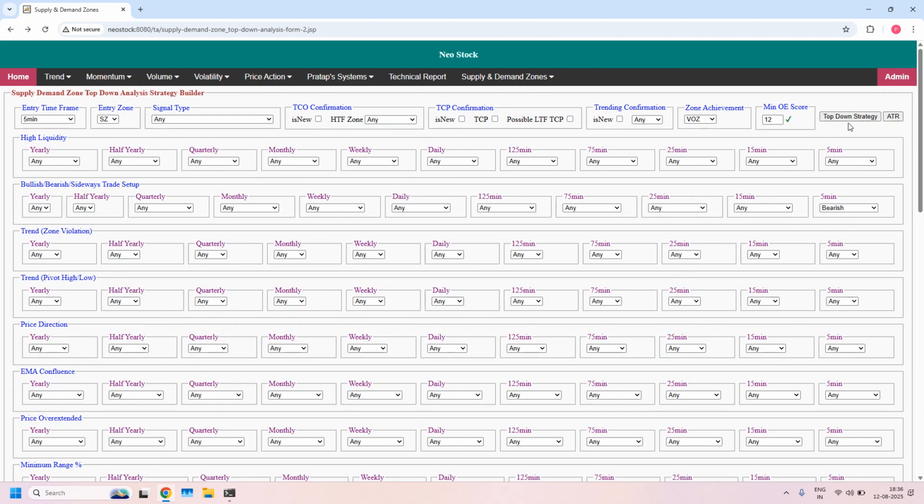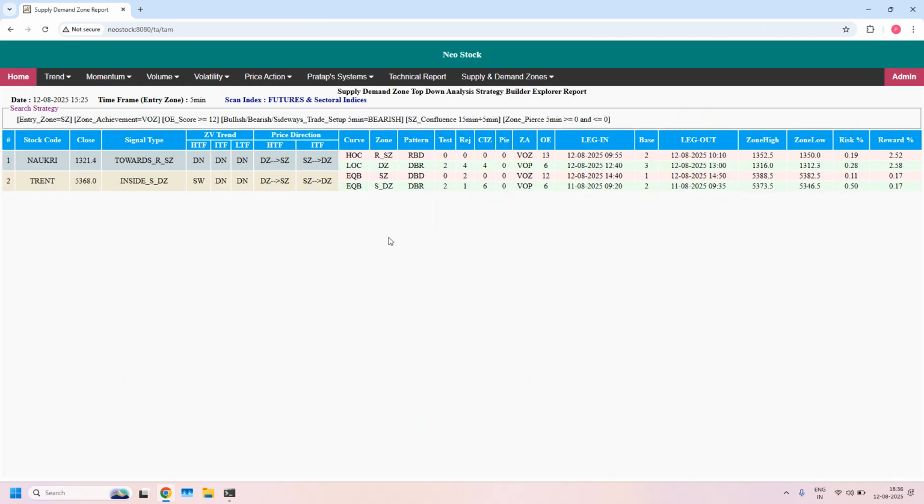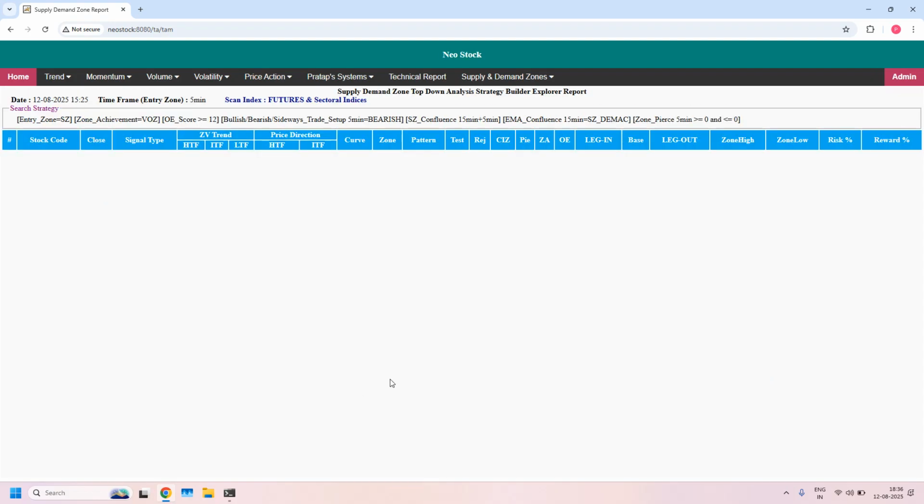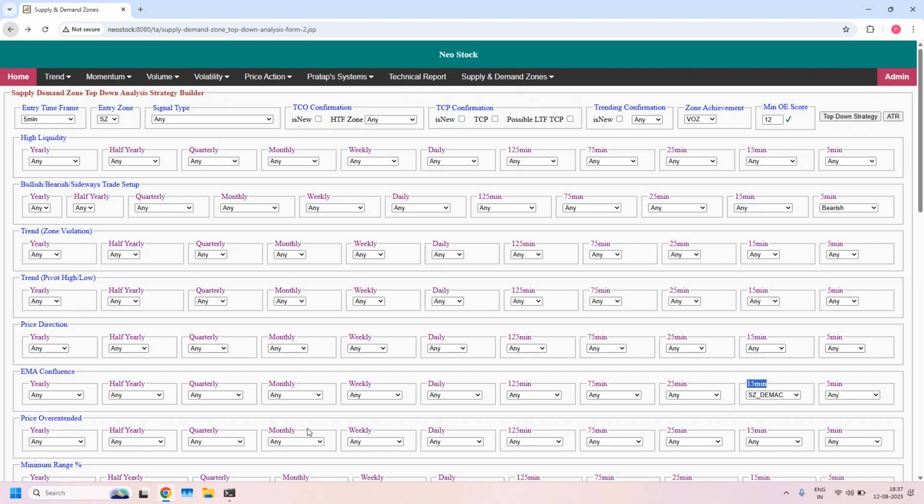By enabling this filter, we got only 2 stocks. In these 2 stocks, these 5 minute supply zones overlapped with 15 minute supply zone. And also 15 minutes trend is downtrend. Let's verify EMA confluence on 15 minute supply zone. 15 minute supply zone with daily EMA. We don't have any high probability on this filter, on this combination. Next, we will look into LTF, ITF, HTF supply zone confluence supported stocks.